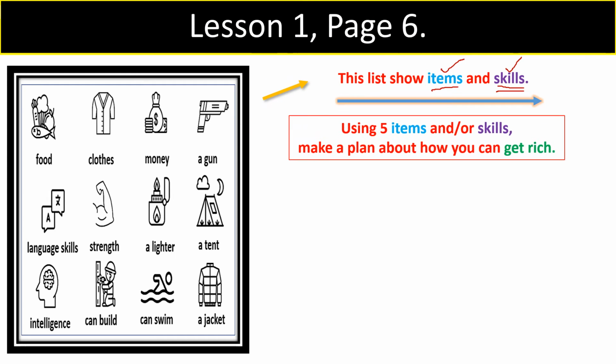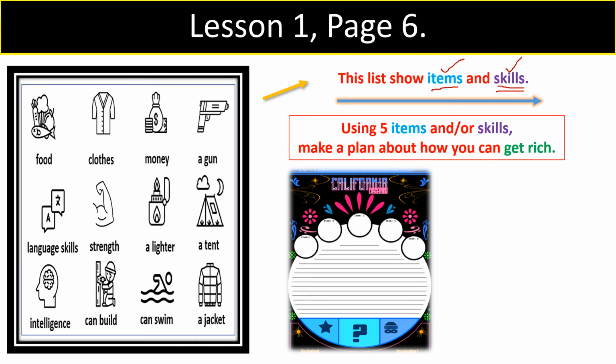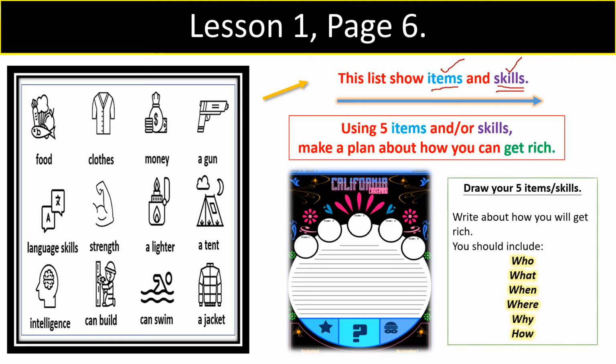What it says now, using 5 items and or skills, make a plan about how you can get rich. Remember, get rich means to make a lot of money. So back on your writing page, page number 6, it says, first, draw your 5 items and skills. So you will do that here, here, here, here, and here.